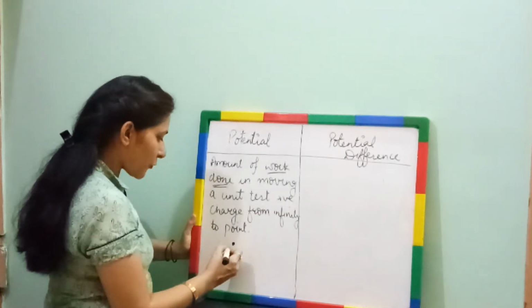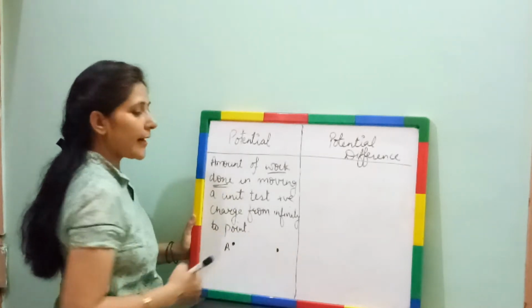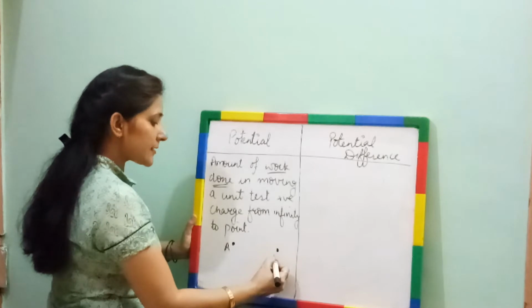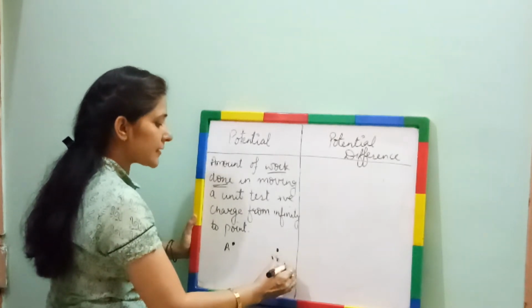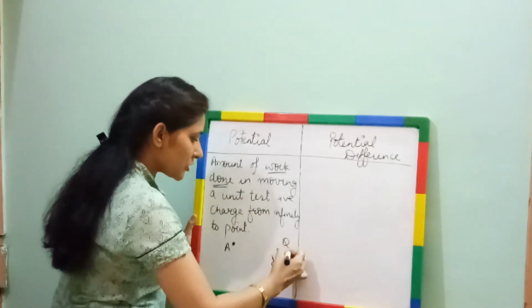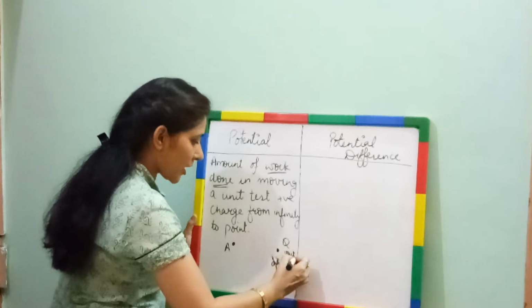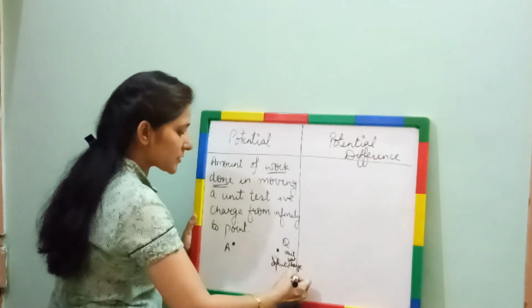Suppose we have this point A. We have a unit test positive charge here at this particular point, and this is at infinity. I am not aware where it is present, so I assume it is at infinity. This is Q, unit test positive charge. This is unit test charge. By default it is always positive.